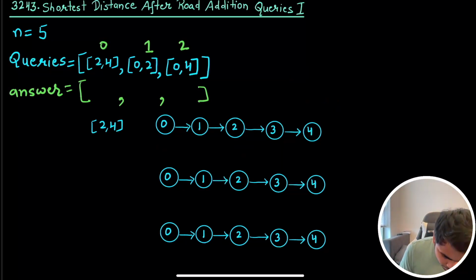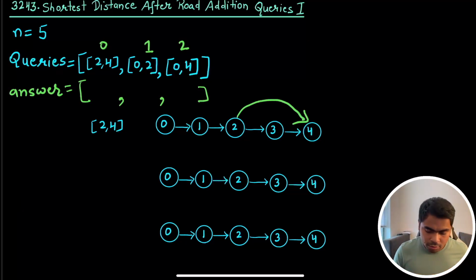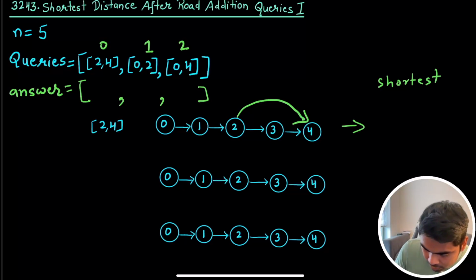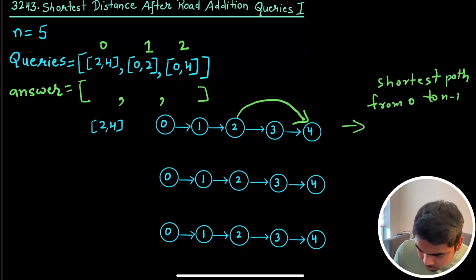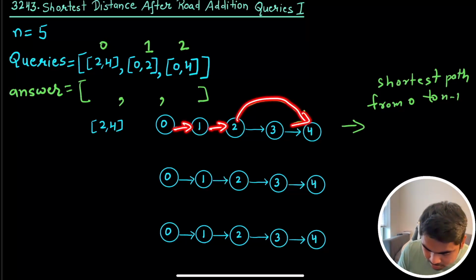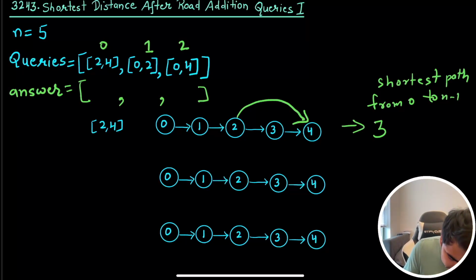But the problem is saying that at the queries ith position, it's giving us a u and v value, and there is a path that you can add now from u to v. So I will add an extra edge from u, which is 2, to 4, like this. Now there is another edge going from 2 to 4, and that's where I will be calculating my answer. So what is the shortest path from 0 to n minus 1, which is 4? In this case, I can take this path: 1, 2, and then directly from here 3. So right now it's going to be 3, right? So I will have my shortest path after adding this query as 3. So I will add 3 to my answer.